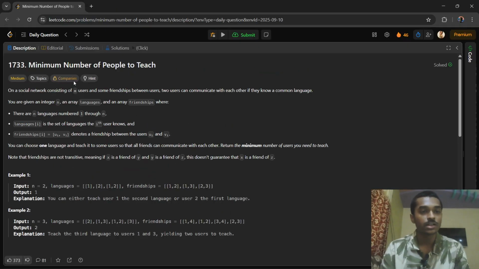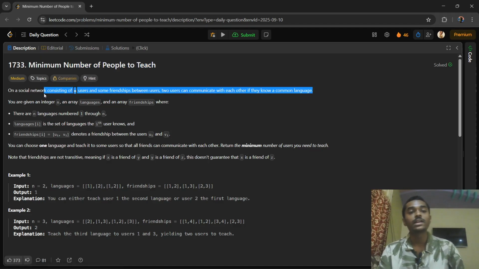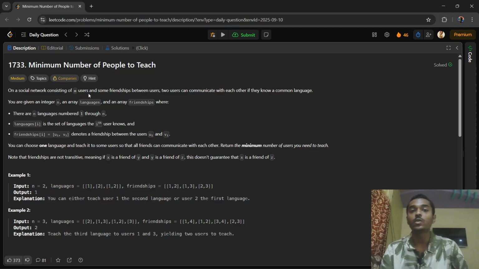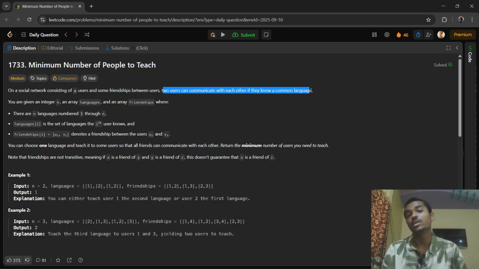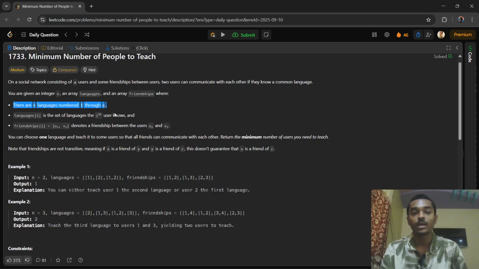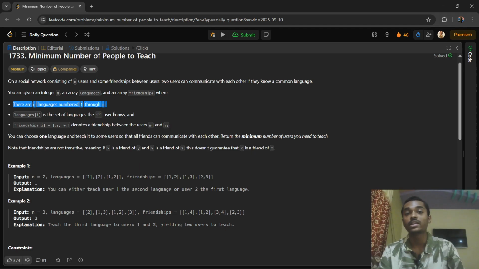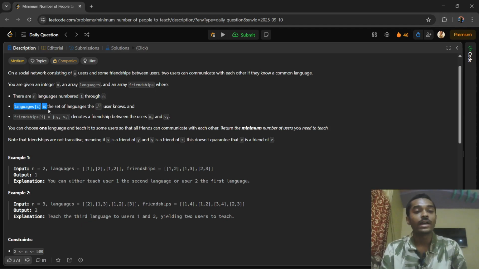Our today's question is minimum number of people to teach. On a social network consisting of m users, in total we have m users and some friendships between users. Two users can communicate with each other if they know a common language. There are n languages numbered from 1 to n, like n is equal to 10. That means we have 10 languages, and languages[i] denotes the languages that the ith user knows.